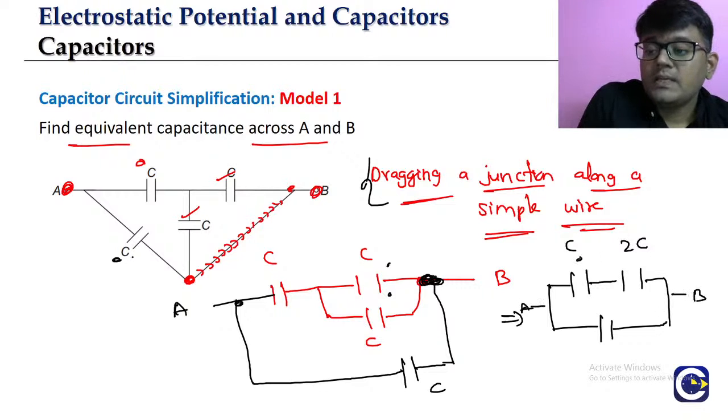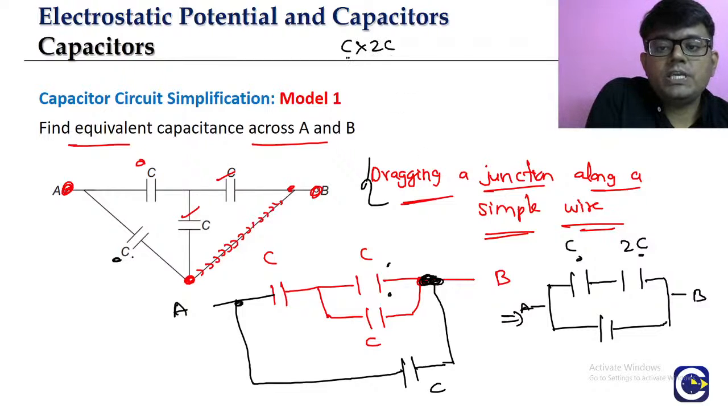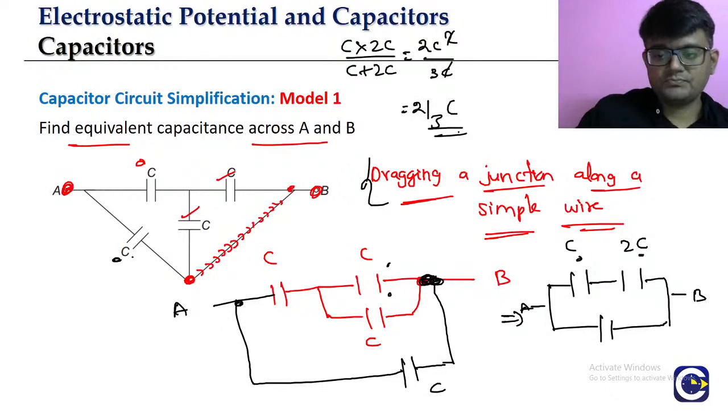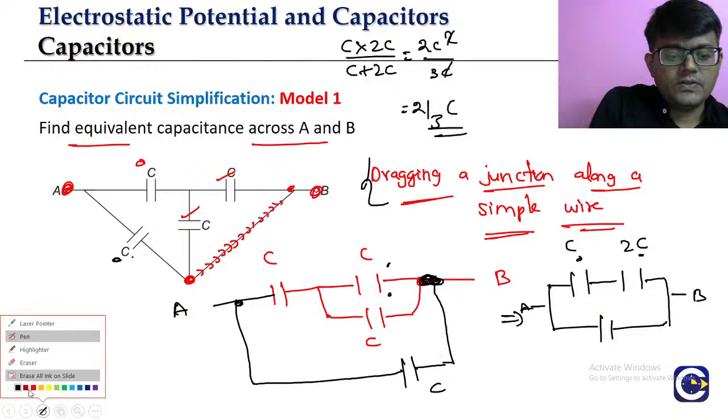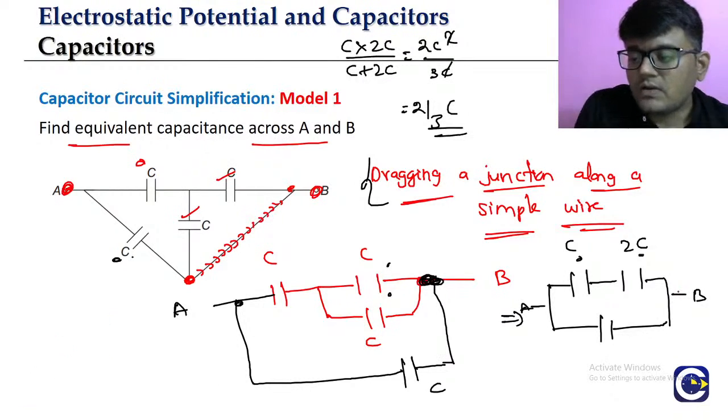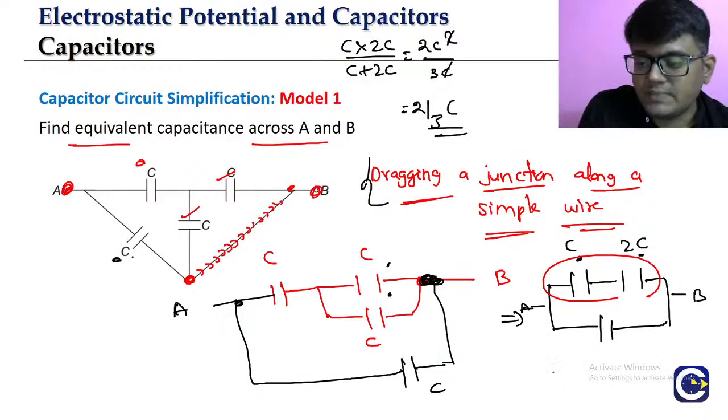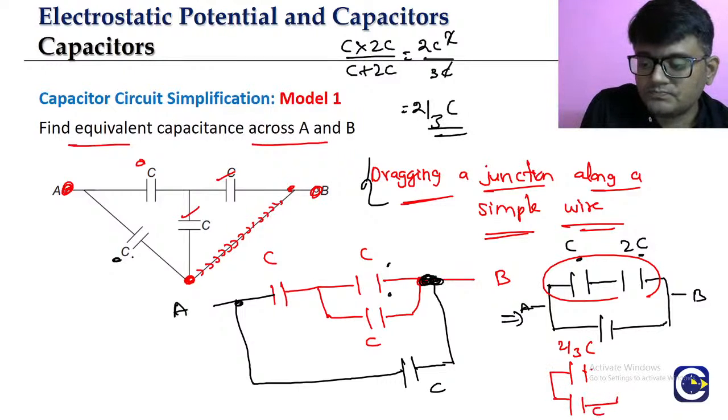Okay, look here, C and 2C are in series. What will be its equivalent? C into 2C by C plus 2C. What is it? 2C square by 3C. How much is that? 2 by 3C is coming. So now we have to replace both of them by 2 by 3C. Look, 2 by 3C comes, below there will be a C, this side B, this side A.